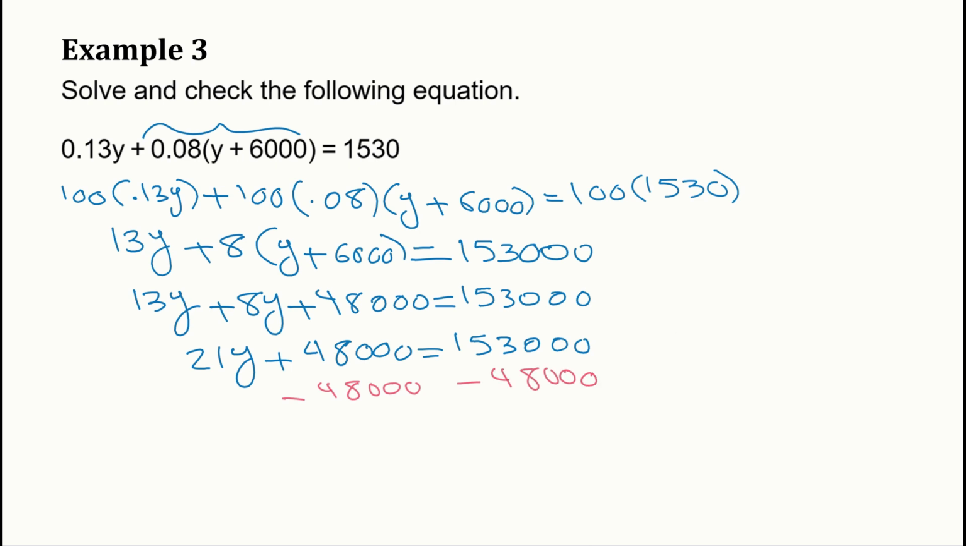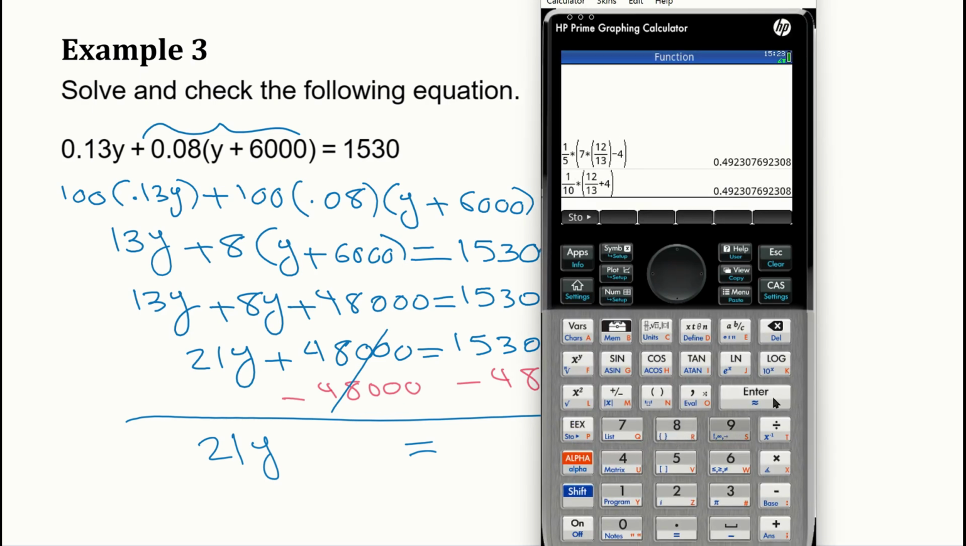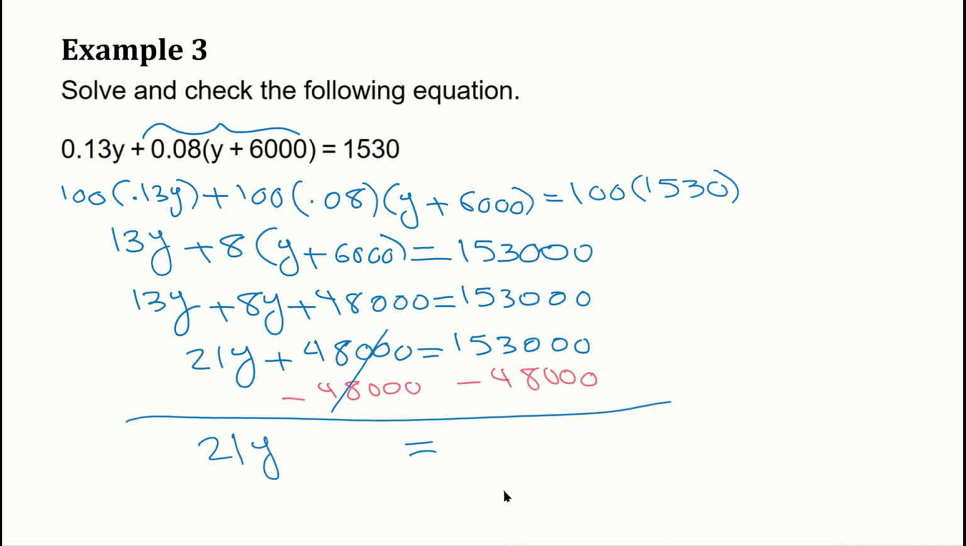All right, so now we end up with 21y, these cancel out, equals, now we have 153,000 minus 48,000, so we have, let's quickly do that here, 153,000 minus 48,000, so we get 105,000.